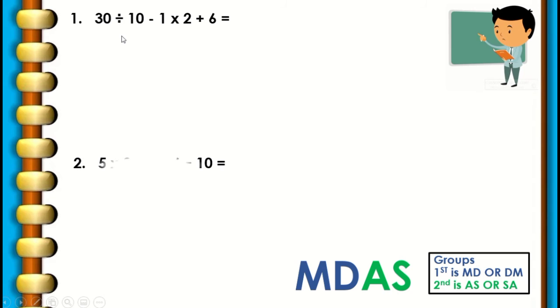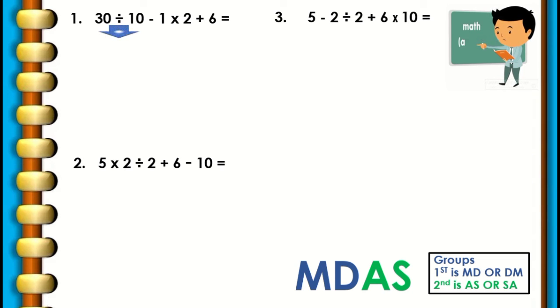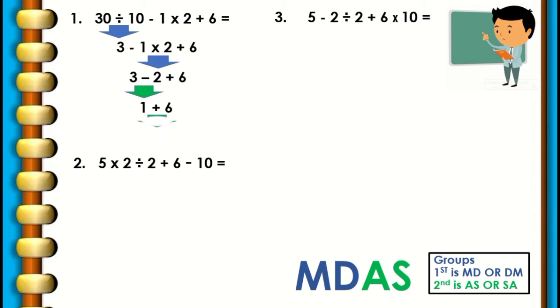So we have 30 divided by 10, that is 3 minus 1 times 2 plus 6. So we're done with the division. May nakikita pa ba tayong multiplication? So proceed. 1 times 2, that is 3. And then copy the remaining quantities. Proceed to second group. So 3 minus 2, that is 1 plus 6, that is 7.